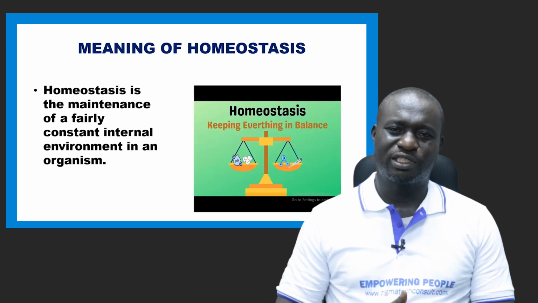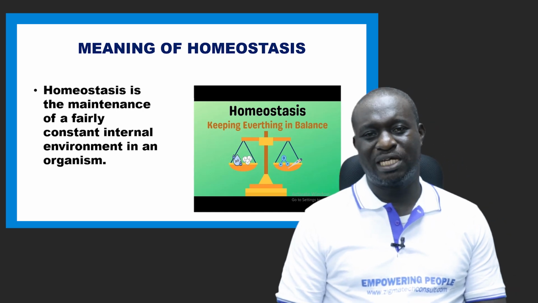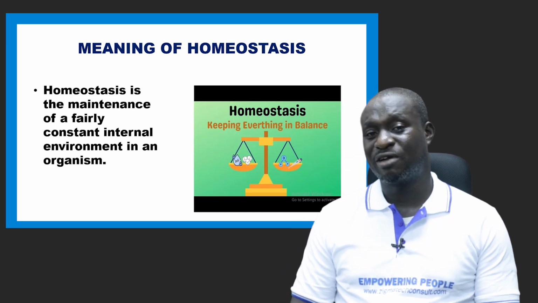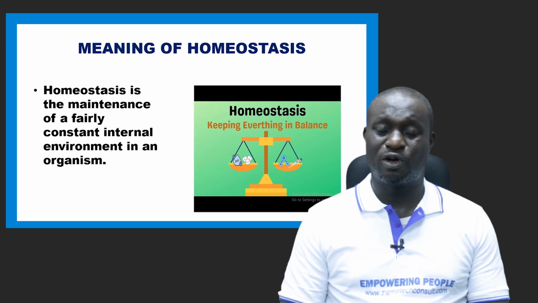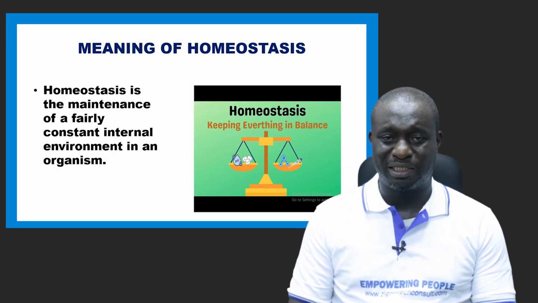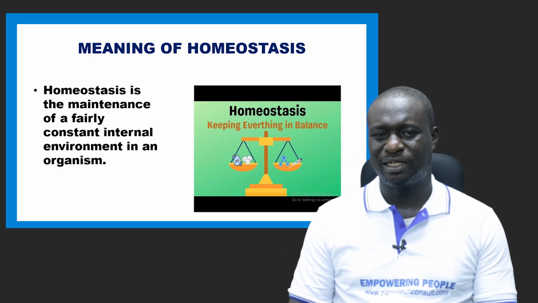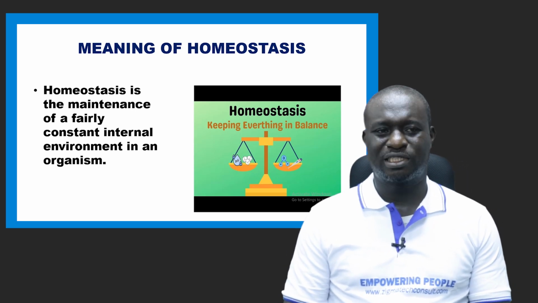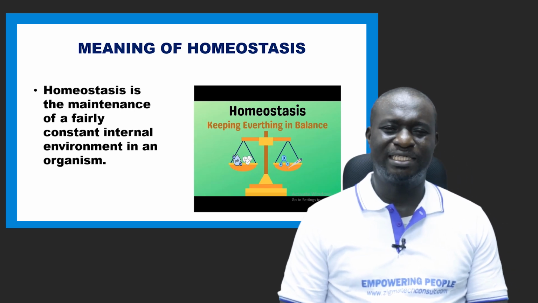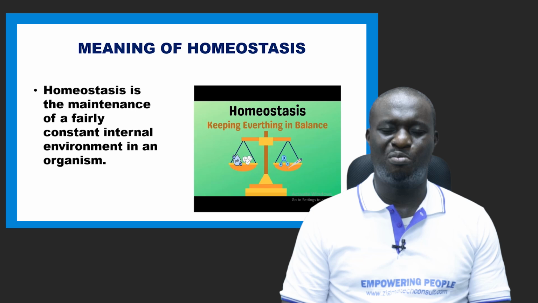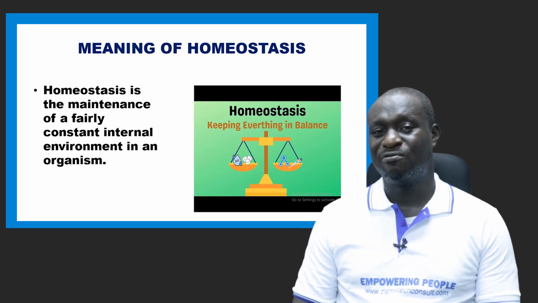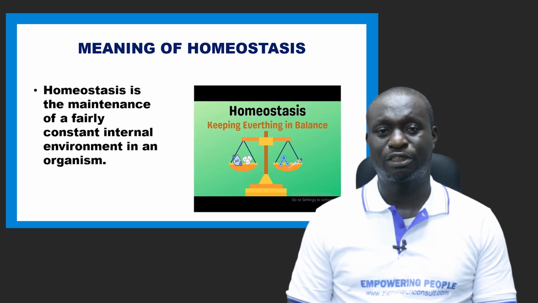Meaning of homeostasis. Remember, we were talking about the internal environment. The internal environment of mostly animals, or if I may say humans or mammals, include the tissue fluids, which is the blood and the cells, all right? The content of the cells and the blood, the lymph. These are the internal environment of mammals. And this internal environment must always be kept constant.